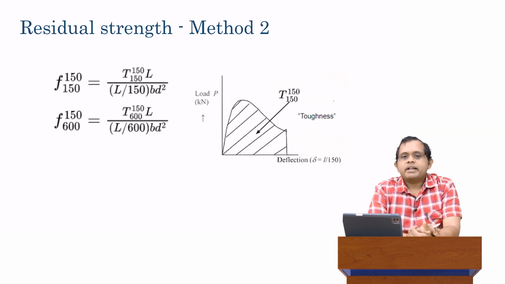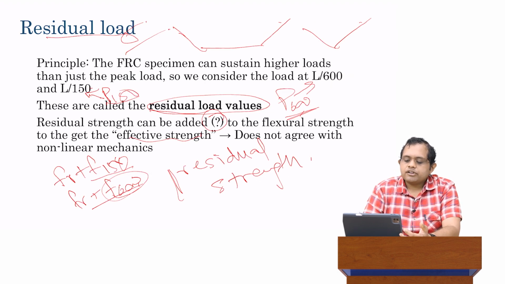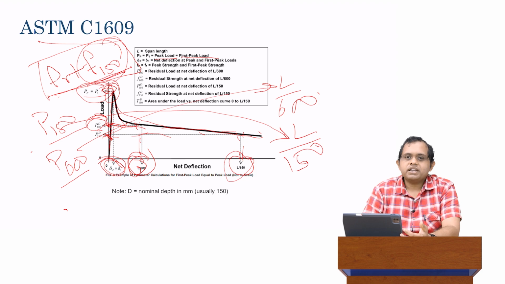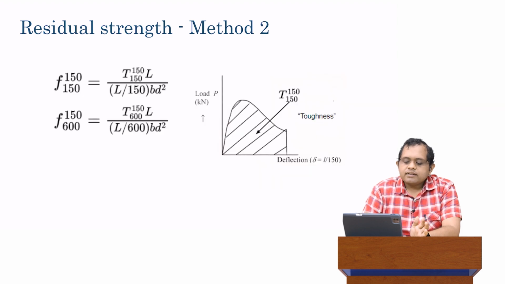There is a second method to calculate residual strength. The first method, as I told you, is just get whatever this peak load is, and then for that peak load, you calculate the nominal strength. That's one way to do it. There is a second method which is actually based on toughness. Toughness is the area of the load deflection graph.